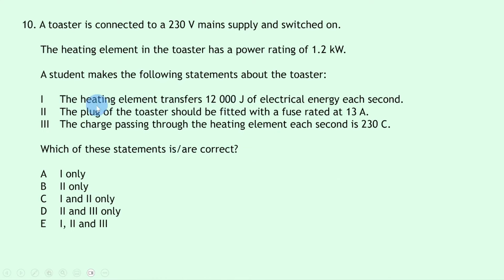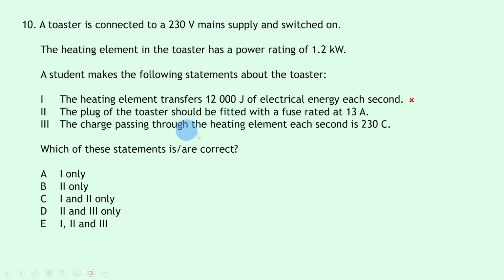So looking at that first statement, the heating element transfers 12,000 joules of electrical energy each second. That is referring to the definition of electrical power, which remember is the electrical energy transferred each second. So if we've got a power rating of 1.2 kilowatts, remember that's the same as 1.2 times 10 to the 3 watts or 1,200 watts, which would mean our energy transferred is 1,200 joules of electrical energy each second, not 12,000 joules. So that first statement is wrong.